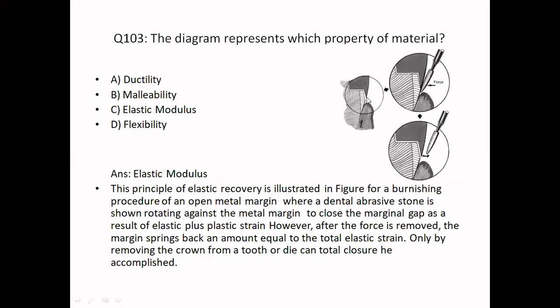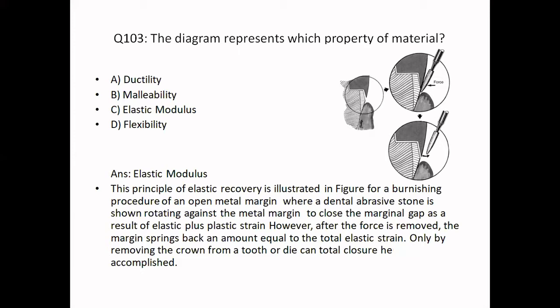Now the diagram represents which property of a material. Here we have applied force to burnish it, but again the metal or the crown has come back to its original form. Ductility is drawing into wires. Malleability is forming into sheets. Elastic modulus is recovery of a material within elastic limits. Flexibility is bending of the material. Now the answer to this is elastic modulus, or elastic recovery.